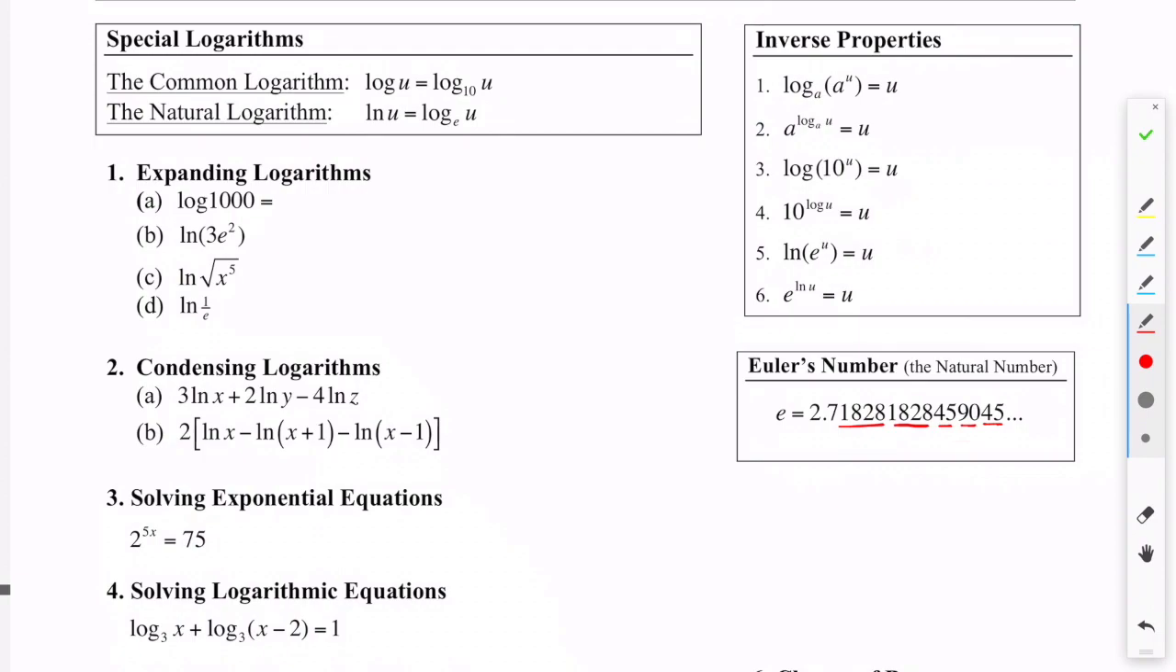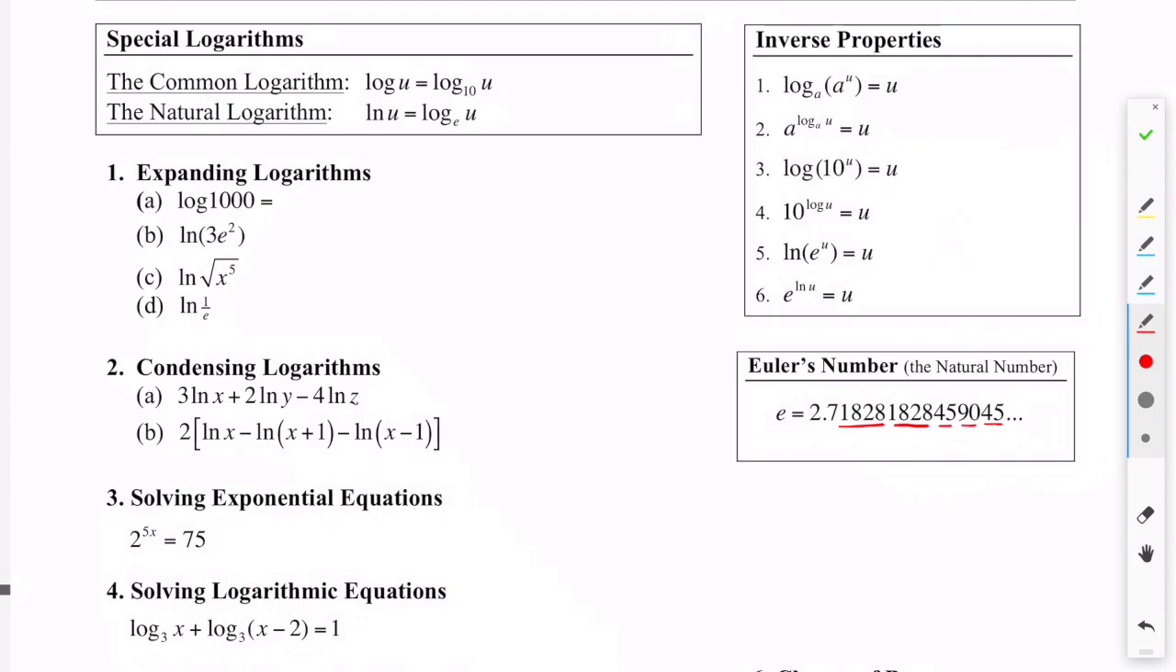Anytime the word natural gets used in math, we're referring to this number e. In fact, this is sometimes called the natural number. More commonly, it's called Euler's number because Leonhard Euler was the mathematician who clearly identified what this number was, and he gave it its name.